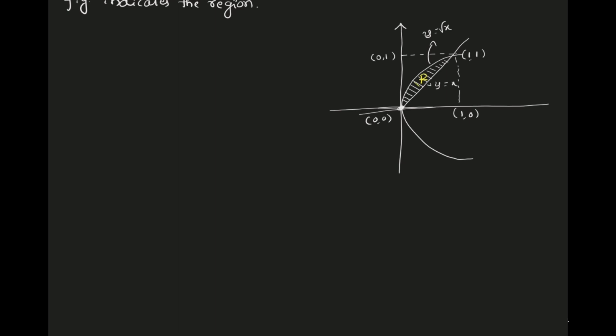This is R. Now x has constant limits and y has variable limits. Then in the reverse, you will get constant limits for y and variable limits for x. Okay. Changing the order of integration.